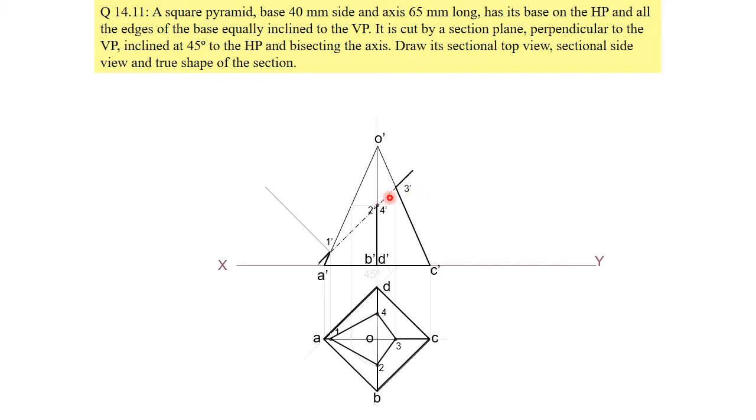The next step is the true shape of the section. For the true shape of the section, we need one plane parallel to the cutting plane, or you can directly use this cutting plane. So draw perpendiculars through this plane from all the cutting points on the slant edges, 1 dash, 2 dash, 3 dash, 4 dash, perpendicular to this.